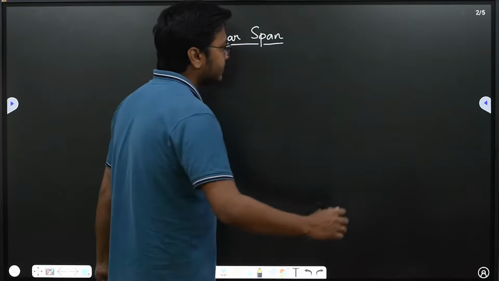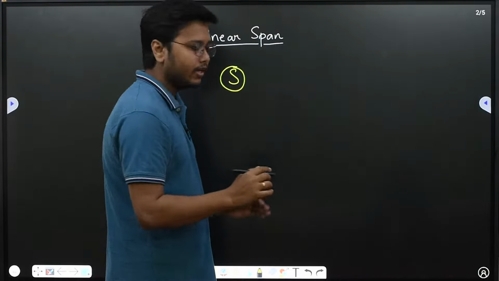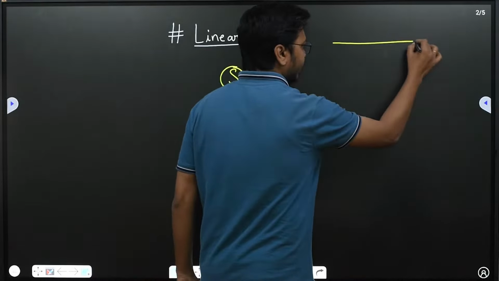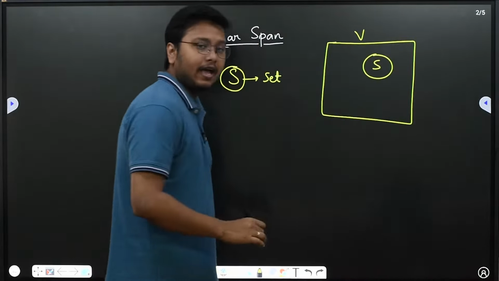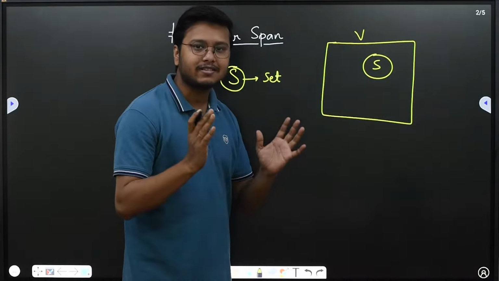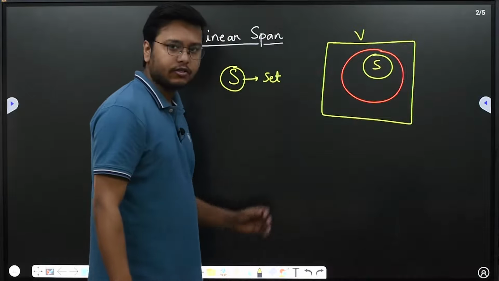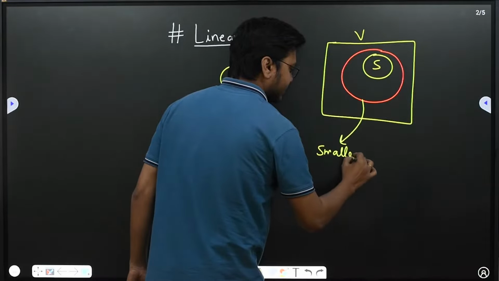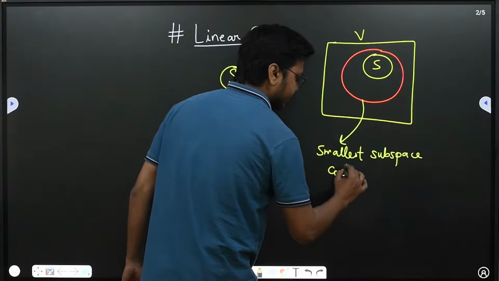What is linear span? Suppose I have a set S given to me, and this is simply a set, not a subspace or a vector space. So inside a vector space V, I have a small set S, and containing the set S, I want to create the smallest subspace possible. Imagine this is the smallest subspace containing S.